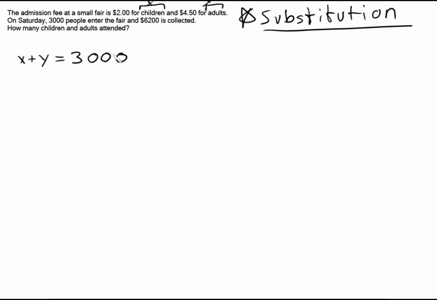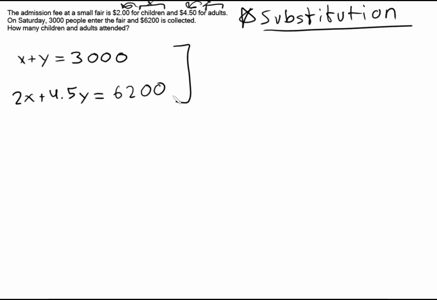Now, the second equation we want to solve is the equation of their cost, because that's the other piece of information they're given. Whenever a child enters, they pay $2, which means that your term here is going to be 2x. And whenever an adult enters, they pay $4.50. So you get plus 4.5y is equal to the total cost, which was $6,200. So now we have our system of equations set up.